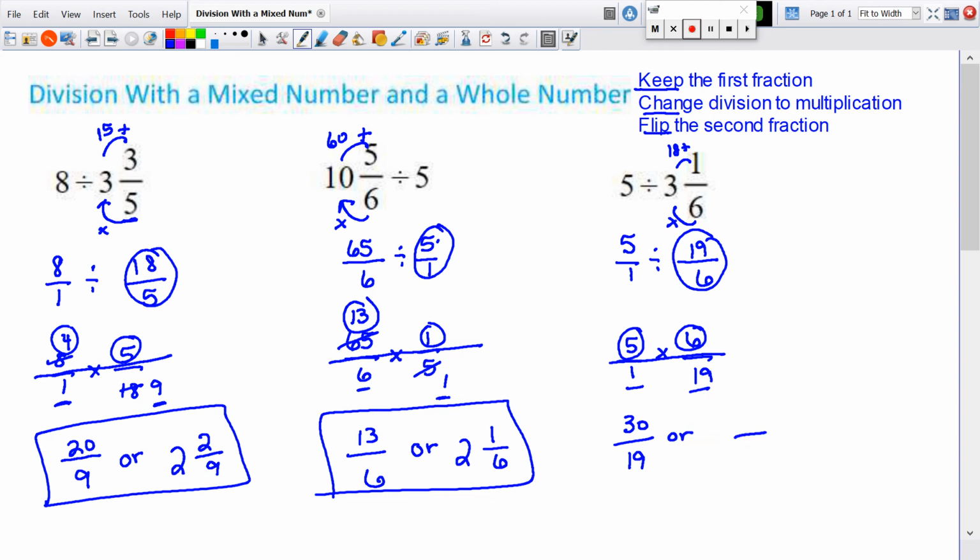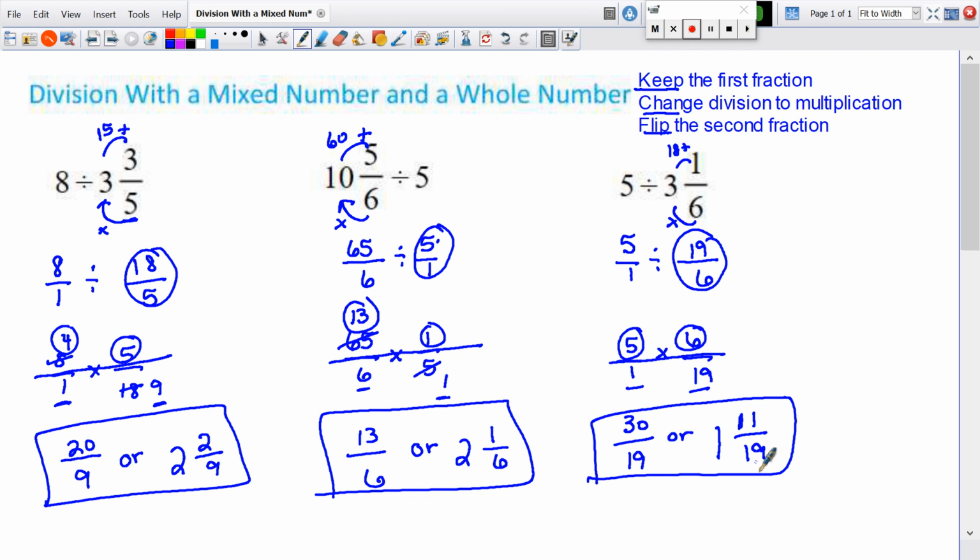Or, to write it as a mixed number, keep the same denominator. 19 goes into 30. Well, 19 times 2 is 38, so that's too big. So it goes in 1 time. So 1 times 19 is 19, but you had 30. So you had 21 left over. Nope, sorry. 11 left over. I was right to begin with. I was doubting myself. Okay, 11 left over. 21 would have been too big.